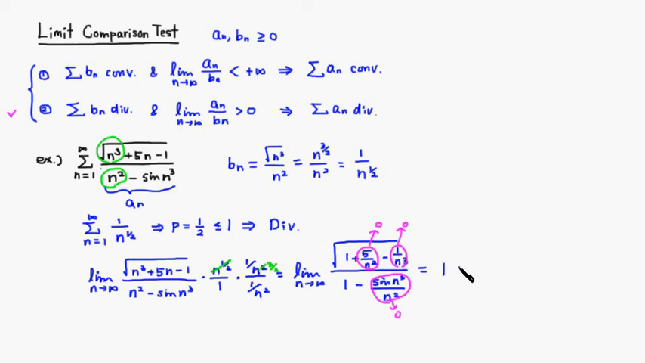Which is greater than 0, so it satisfies this condition. So bn diverges, we got that. Also, the limit of an over bn is greater than 0, we also got that. Therefore, the conclusion is that an also diverges. So the answer is that this series diverges. That's how you apply the limit comparison test. I hope that this was clear.